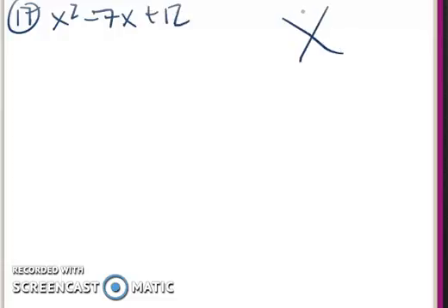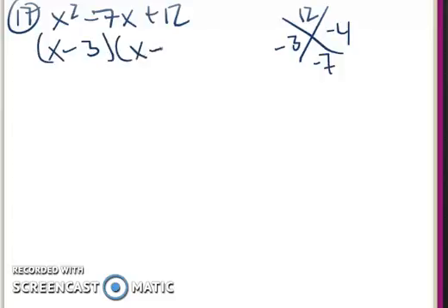Alright, next page. We got 17. I think this might be our last one. We got 10 questions after this. Last x factor only type problem. And we set this up. We got 12 and -7. I'm thinking of -3 times -4. Hopefully you were as well. And we're done.